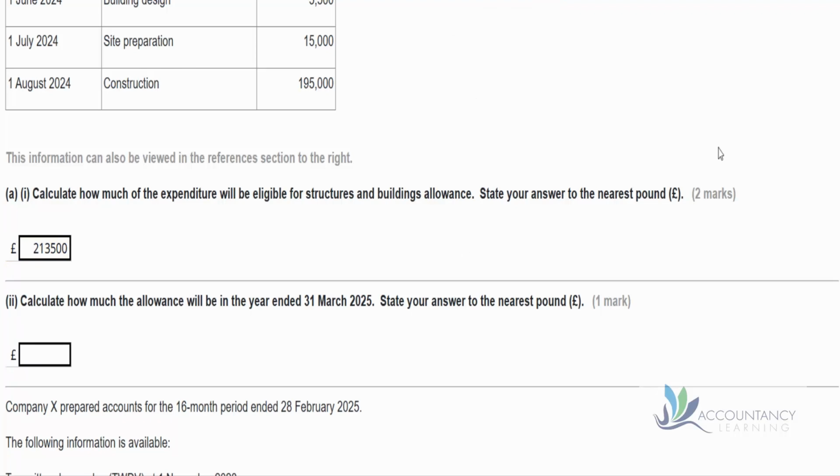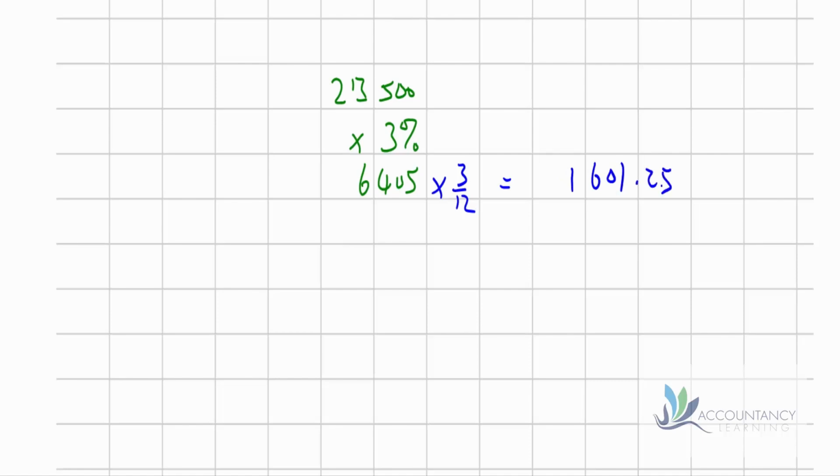And then how much is the allowance going to be? So we can take our 213,500 and we multiply by the 3% allowance. And that gives us 6,405, but the building only came into use 3 months before the end of the year, so we need to time apportion this and multiply by 3/12, and that gives us an answer of 1,601.25, but in the question we need to round to the nearest pound, so it's going to be 1,601.